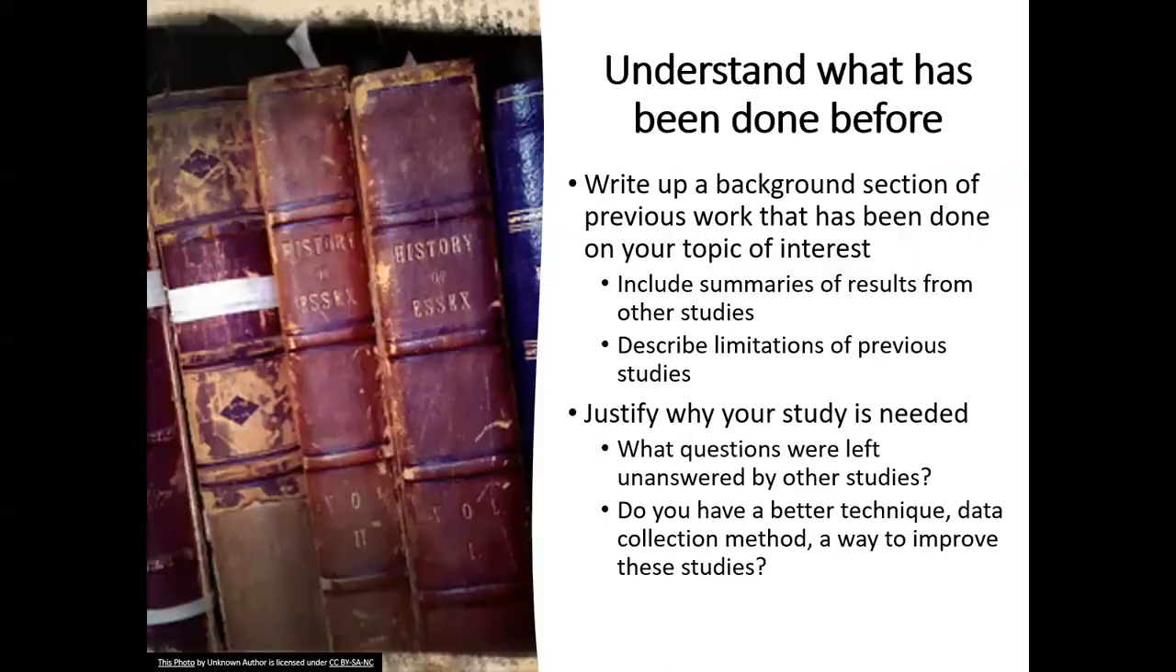And the first thing we need to do once we have that hypothesis is understand what's been done before. So we write up a background section of previous work that has been done on the topic of interest. This helps us not only understand what has been done before and how we can improve upon it, but also how they did it and how we might conceptualize our study in terms of previous research. And then we need to know, why is a new study needed? What do we still not know? What was left unanswered by those other studies, and what can we do to help?